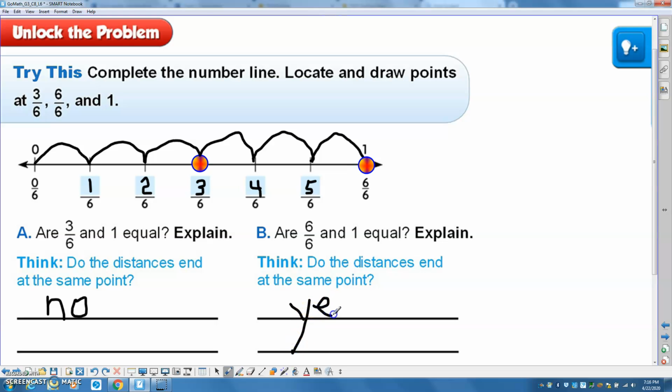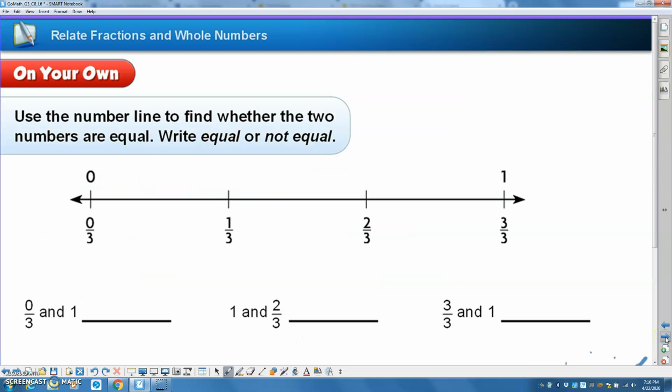So if we're comparing these fractions, okay, we can see that 3/6 is not equal to 1 whole, but 6/6 is equal to 1 whole. We can see that 3/6 is actually less than 1 whole because we have to go back 3 jumps to get to it. So we can compare these fractions by putting them on our number line. Let's take a look at one more example.